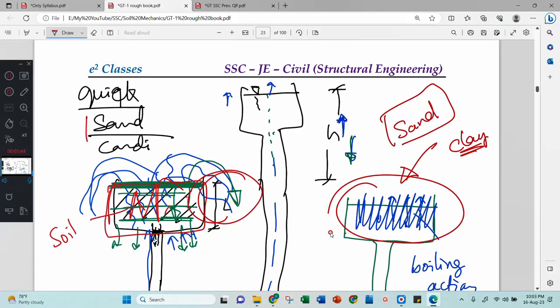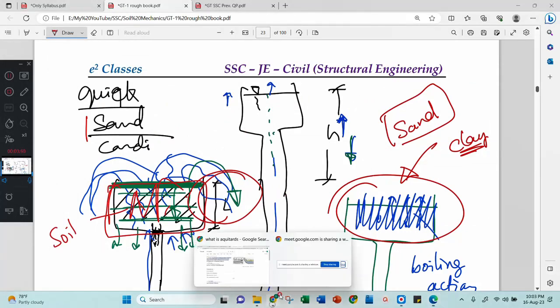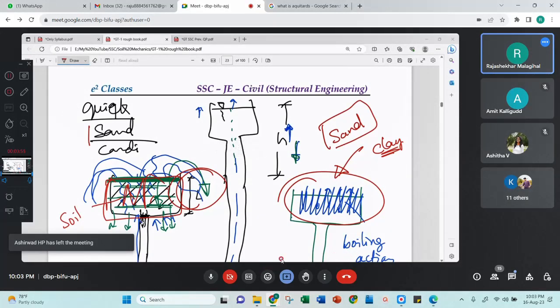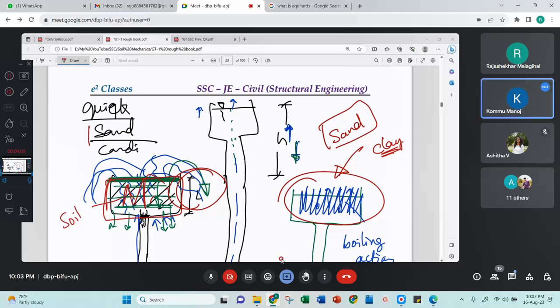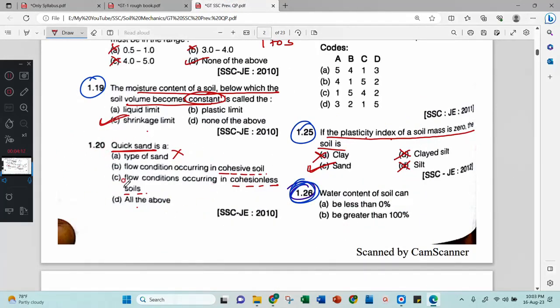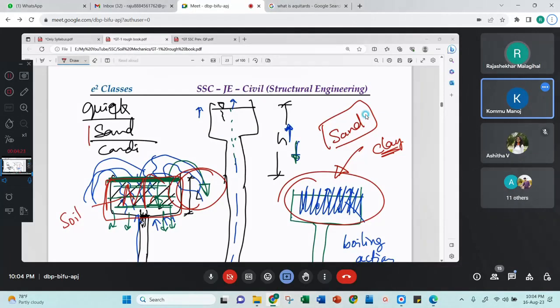My voice is not audible properly. Voice is not audible. What about others? One minute. Sir, that same question, explain one more time, sir. Which one? Sir, the previous one, sir. Okay, the previous question. This question, sir, quicksand condition. Your voice is not audible. Okay, now, is it audible? Sir, your voice is not clear, sir. Okay, one minute.